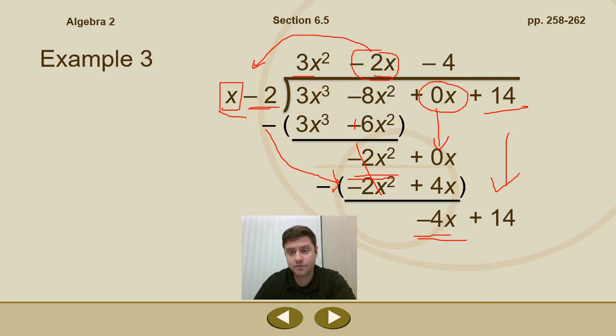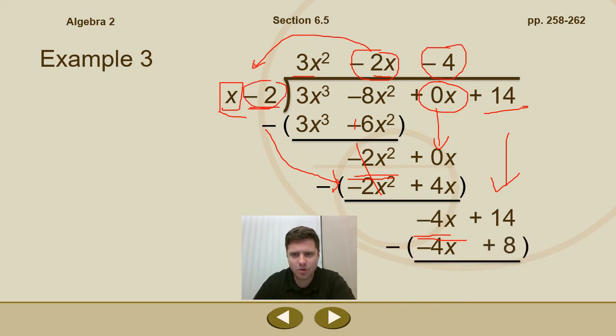Well, negative 4. We multiply negative 4 times x, we get negative 4x. We multiply the same number then by this negative 2, and we get a positive 8. We then subtract that whole thing. Remember, this negative gets distributed each time. This is the thing that can trip up students sometimes, but the negative is distributed to both of them.